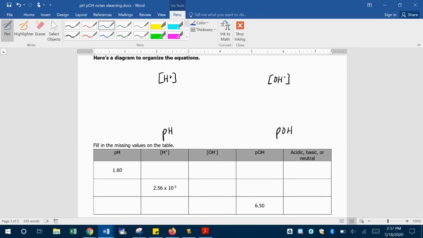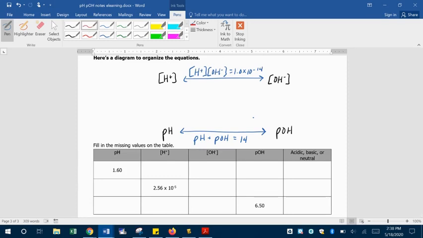The equation that can help you, and this is the one that I use the most, to convert between pH and pOH is that the pH plus the pOH equals 14. One I try not to use, but that is helpful sometimes, is that the hydrogen ion concentration times the hydroxide ion concentration equals 1.0 times 10 to the negative 14th.